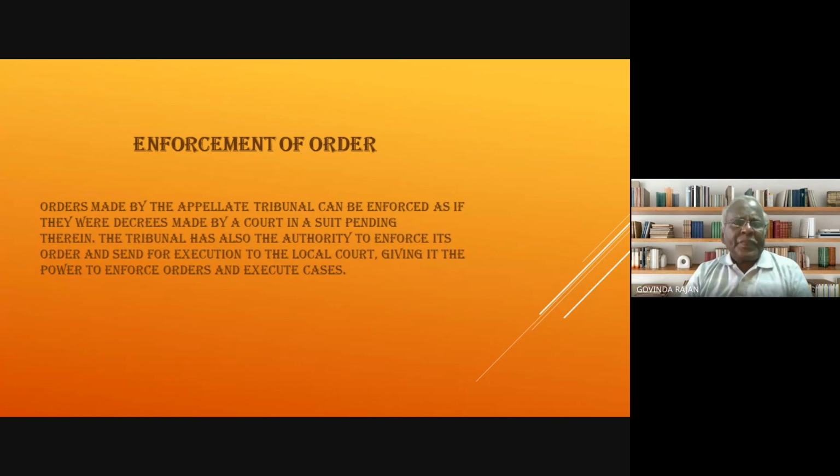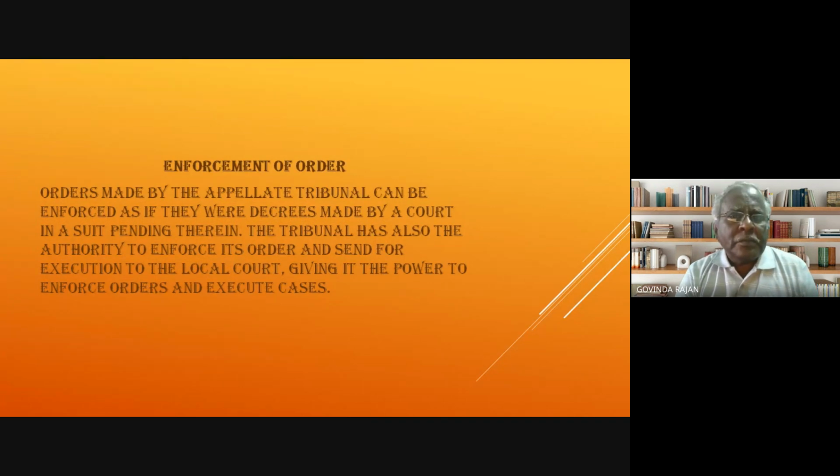Enforcement of order. We already saw the order is treated as a decree of a civil court. In civil cases, the execution court is different. A civil court may pass an order, and it can be executed only at the execution court. But the order of the appellate tribunal can be executed by the tribunal itself, or it may take the help of the local court for enforcement of the order.